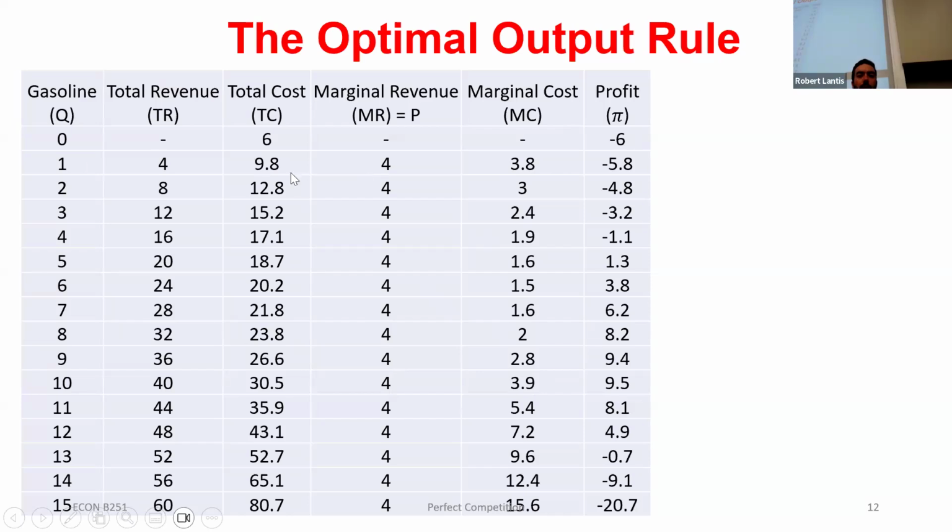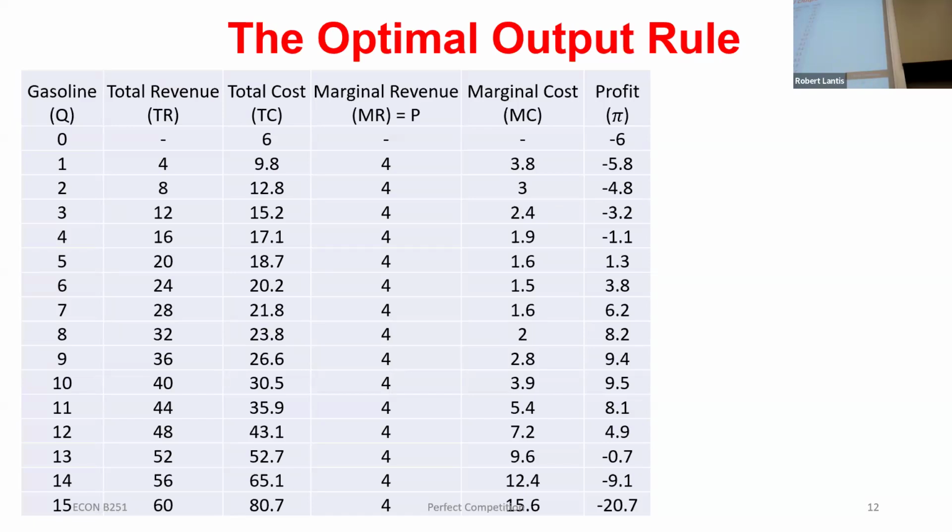So going from 1 to 2 units, the change in my total cost was 3 divided by the change in quantity of 1, which gave me that marginal cost of 3. Going from the second to the third unit, the change in my total cost was 2.4 divided by the change in quantity of 1, which gave me that marginal cost of 2.4. So that's where these marginal revenue and marginal costs are coming from, right? Simply looking at the change in either total revenues or total costs divided by the change in quantity.